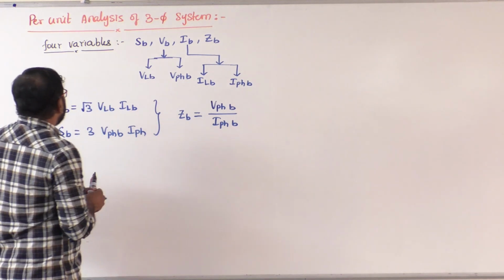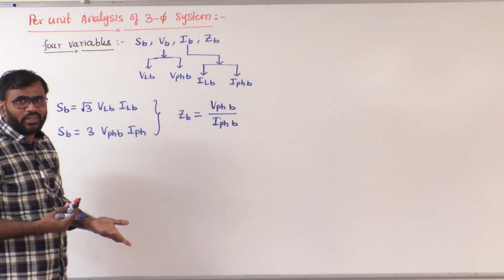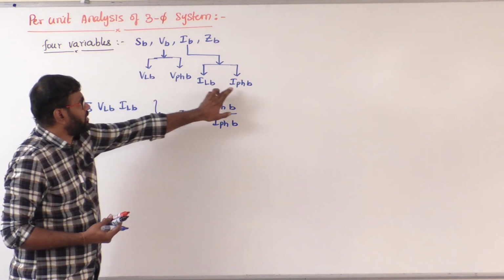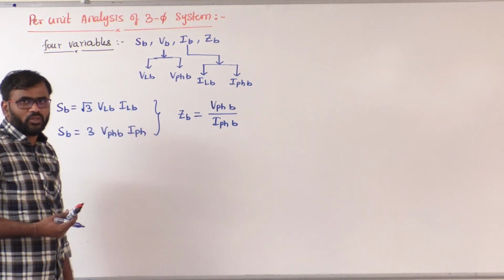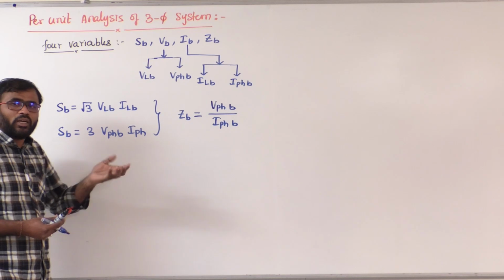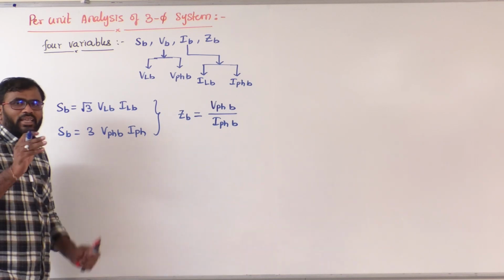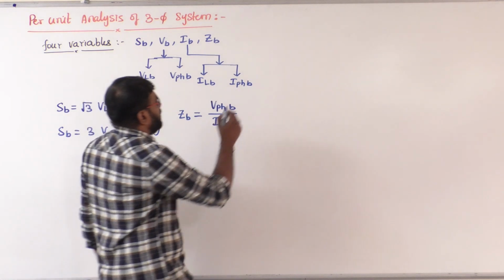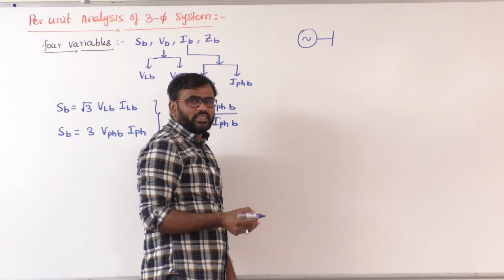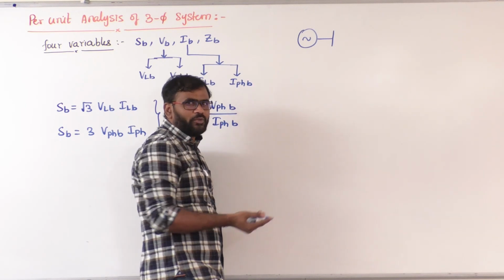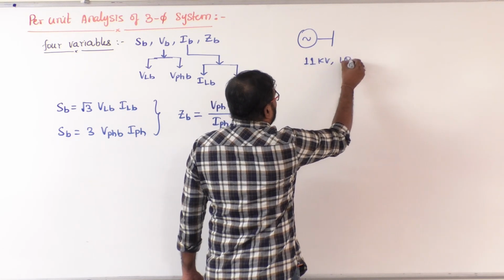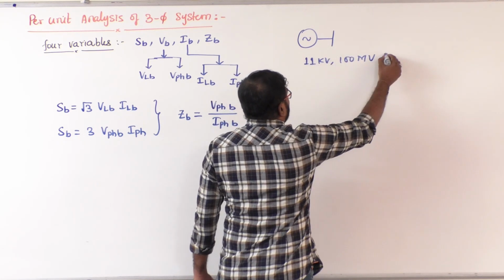Clear? Now, we have six variables indirectly. Why? Because we have S base, V line base, V phase base, I line base, I phase base and Z base. But what are the known bases here? To understand that, I will take an example of a synchronous machine and its rating. If you have a synchronous generator, on the nameplate of the synchronous generator two ratings will definitely be given. For example, it is an 11 kV, 100 MVA synchronous machine.